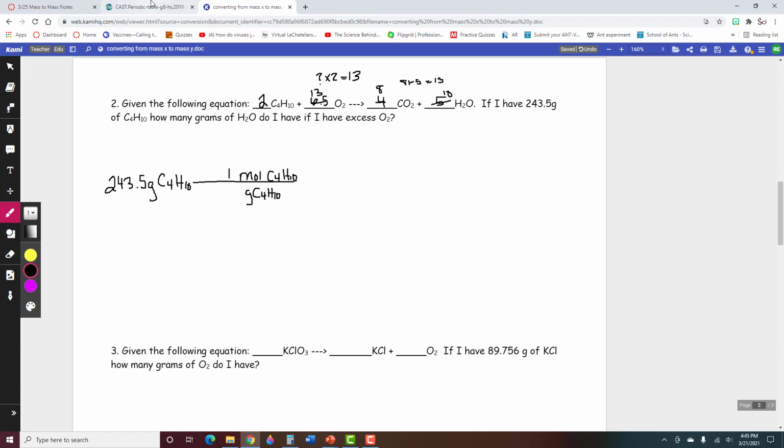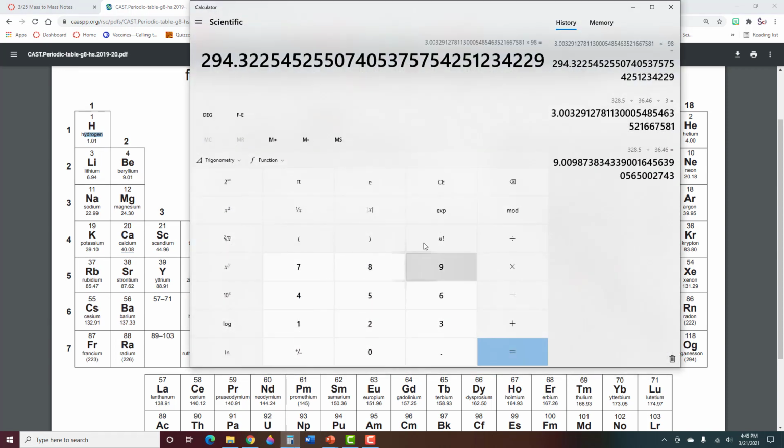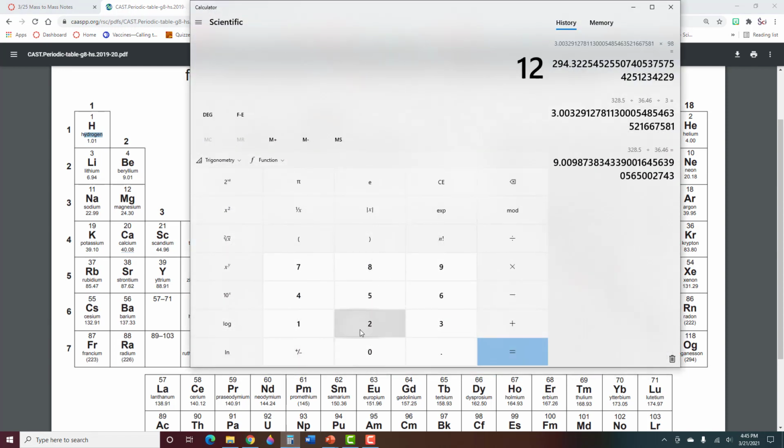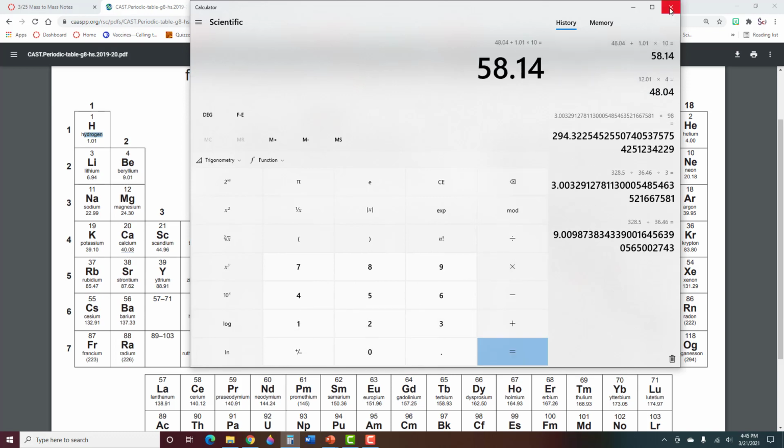Then I need my mass off the periodic table, so C is 12.01 and H is 1.01, so it's C4H10, so that would be 12.01 times 4, and then add that to 1.01 times 10, and so that's 58.14.